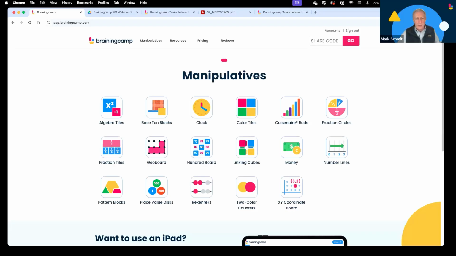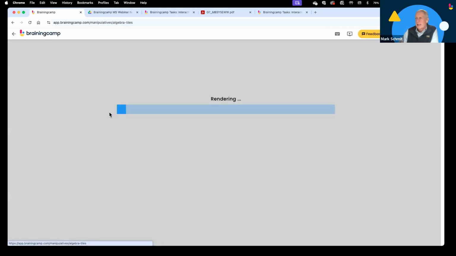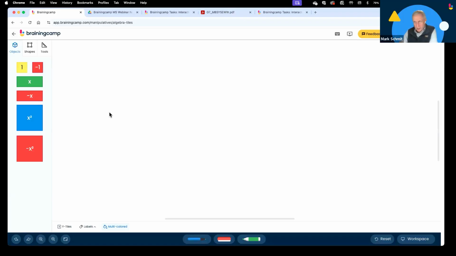I think it's one of the more useful manipulatives. So I'm going to click in algebra tiles and do a quick walk around here. You can see over here on the left-hand side in that tool bin, we've got our algebra tiles.